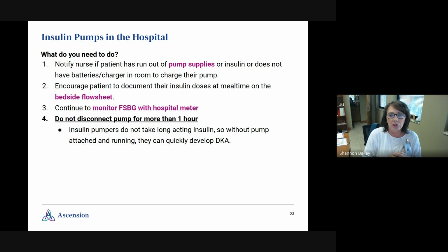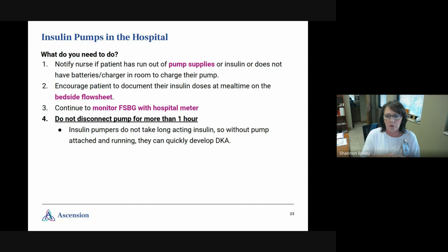And then also patients are supposed to be documenting how much insulin they're bolusing at mealtime on that flow sheet that is at bedside. So just encourage or remind patients, hey, how much insulin did you take at lunch? Make sure that you're writing it down on the flow sheet. That gives us documentation so that the doctors, the diabetes educators, the dietitians, can better manage their care while they're here. And then obviously continue to monitor blood sugars with the hospital meter.